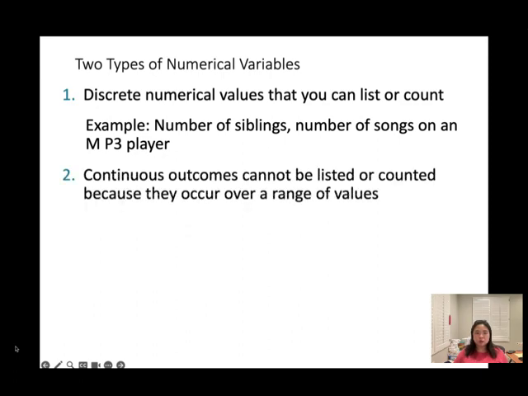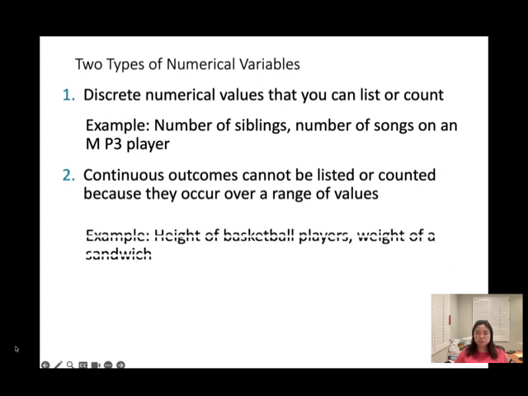Second one, continuous outcomes cannot be listed or counted because they occur over a range of values. For the continuous, that will be by measuring. For example, the height of basketball players, the weight of a sandwich. Those data you cannot get by counting. You have to measure it. So this is going to be continuous.